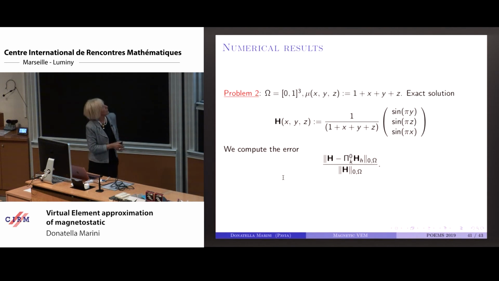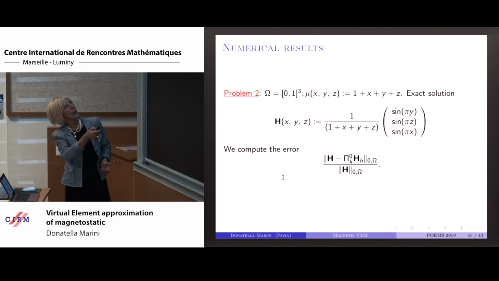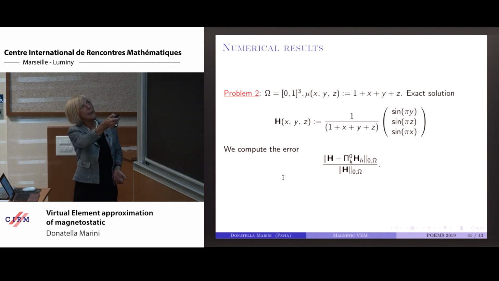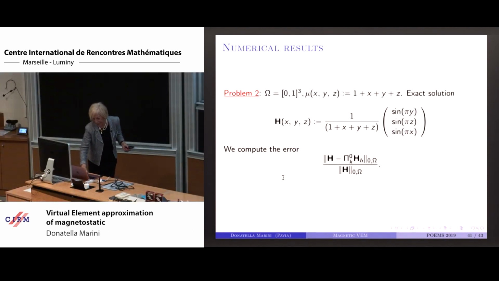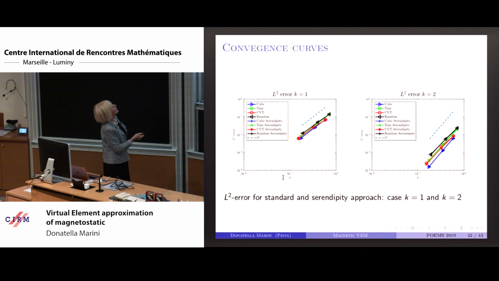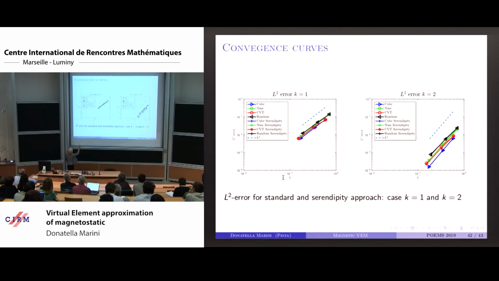And then the second problem is again on the cube, this time with a variable permeability. This is the exact solution that we took, and again we compute this error here. And those are the convergence curves for degree 1 and degree 2 for the original and the serendipity version. And again, also on this test, we have the expected slope in both cases.